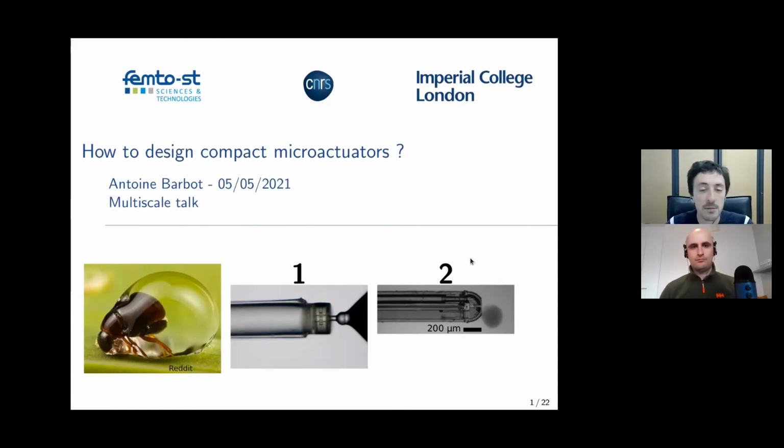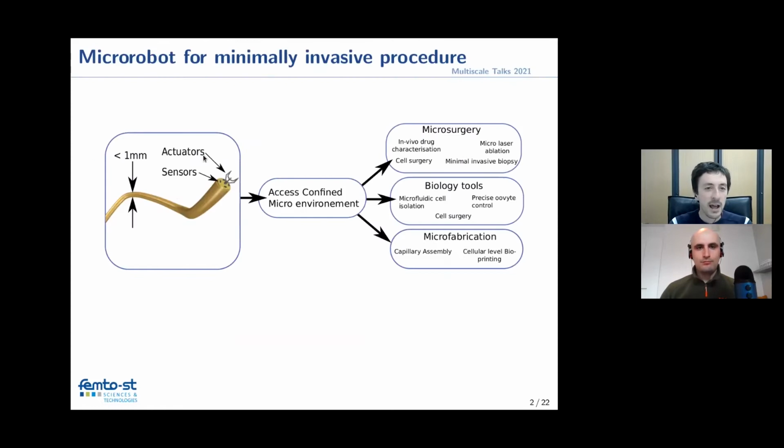This work has been mainly done at Imperial College in London, and I'm continuing this at FemtoST here in Besançon. So first, let's start with the motivation. What is so interesting in designing small actuators? What we want is small enough actuators and sensors so we can embed them at the tip of a long tube or a fiber, if you prefer, so we can access confined microenvironments.